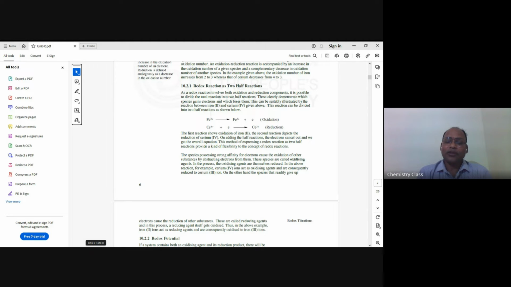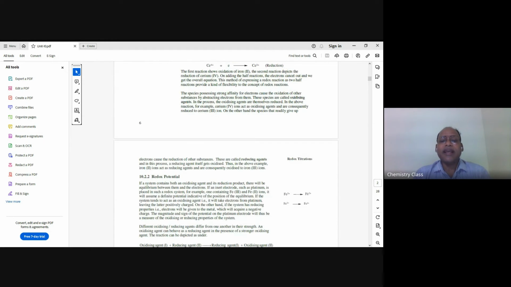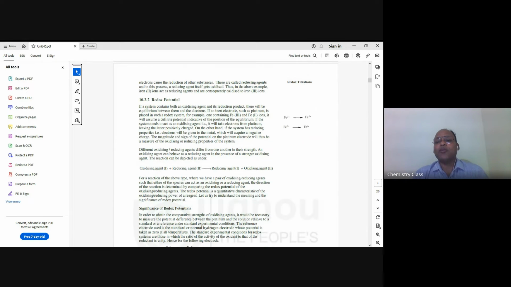Okay. Now, to understand the whole thing, redox potential is the important one. What is the redox potential? It is about stability. If we think about whether Fe2+ is more stable or Fe3+ is more stable, Fe2+ is less stable than Fe3+. So Fe3+ is more stable than Fe2+.